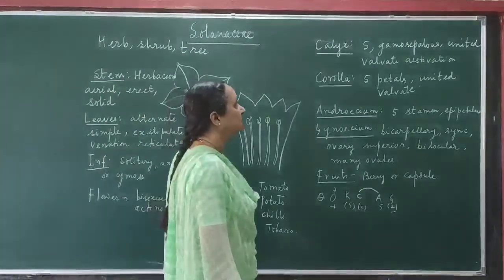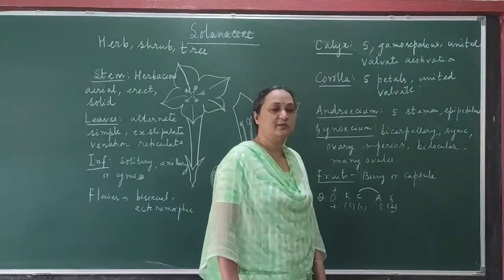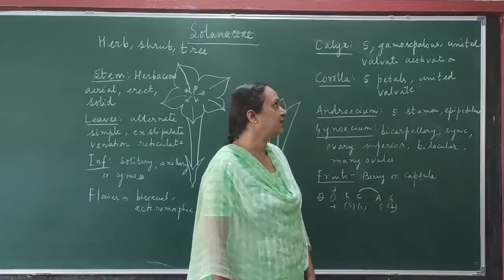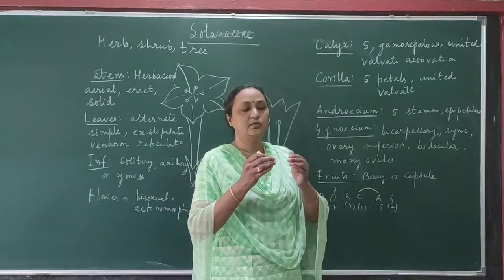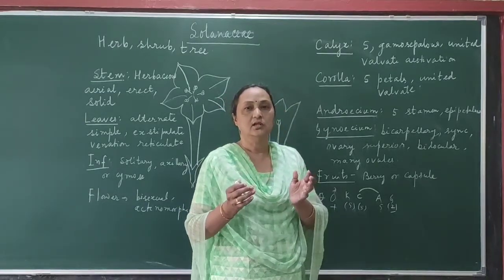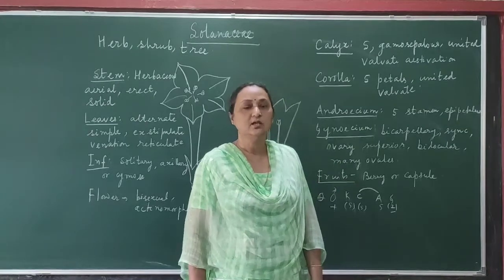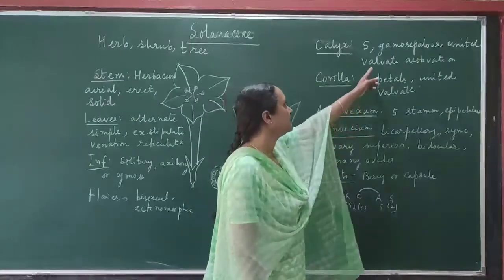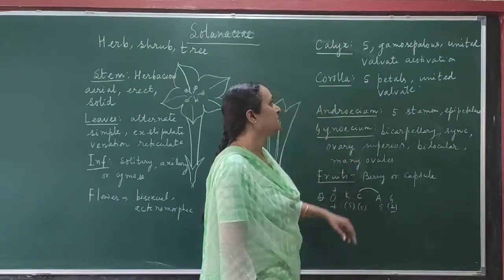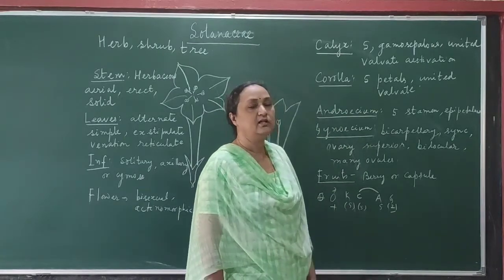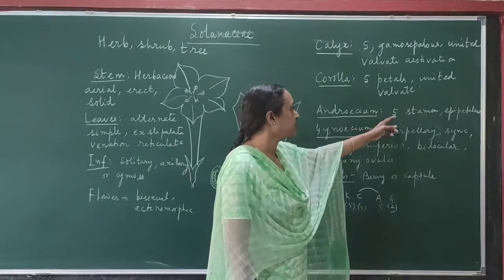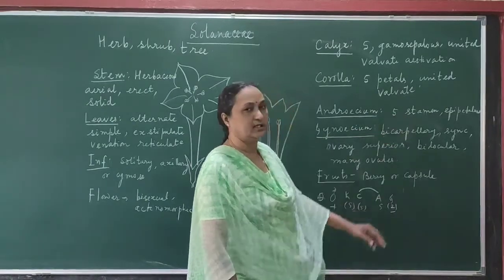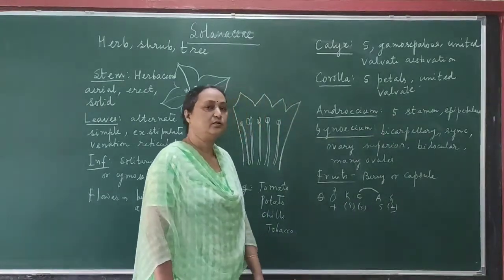Then calyx, number is 5. Gamosepalous means all the 5 sepals are united. Valvate aestivation means all the 5 sepals only touch each other. They are not in an overlapping condition, so that kind of aestivation is called valvate. Corolla also has 5 petals, united and valvate. Then androecium is 5 stamens, epipetalous. Epipetalous means it is connected to the petal.